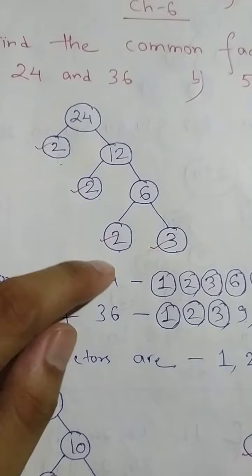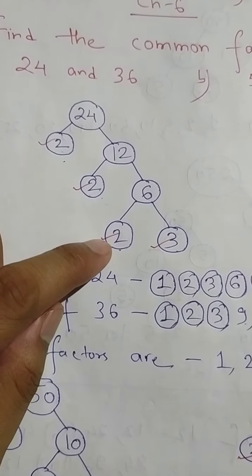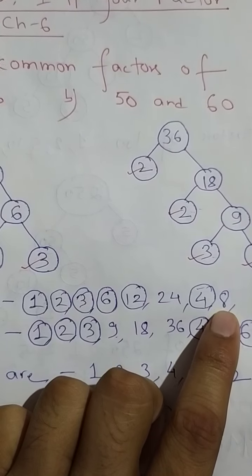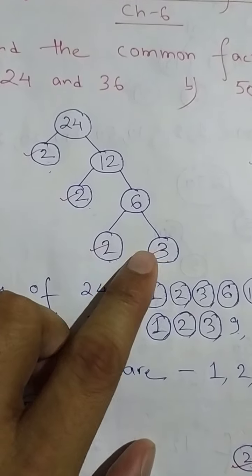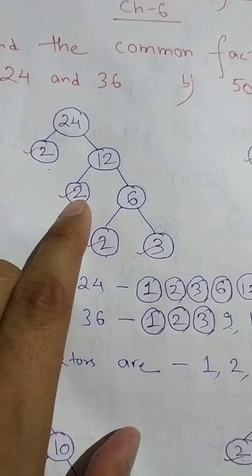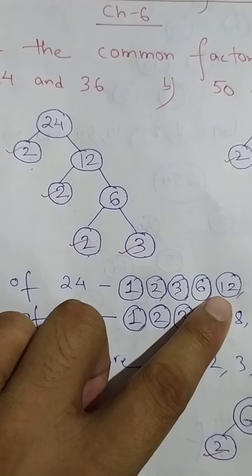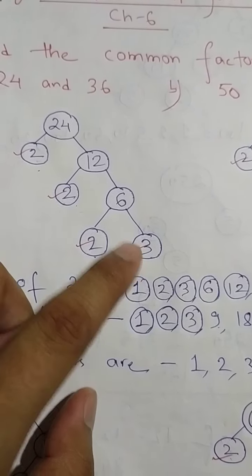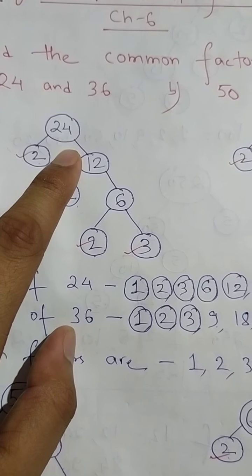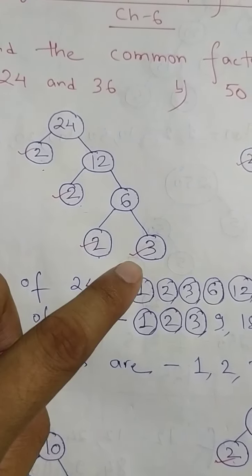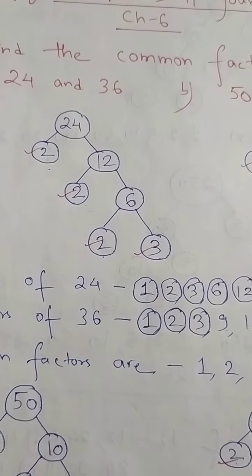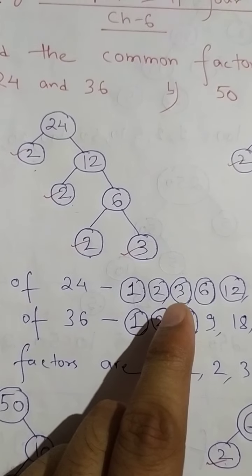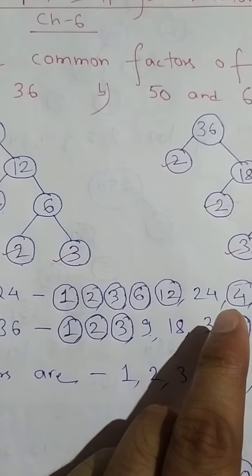Now multiply 3 numbers at a time. 2 2s are 4, 4 2s are 8. Is 8 here? No, so write down 8. Now 3 2s are 6, 6 2s are 12. 12 we have already written. And if you multiply all 4 numbers, 2 2s are 4, 4 2s are 8, 8 3s are 24, which is already there. So the factors of 24 are 1, 2, 3, 6, 12, 24, 4 and 8.